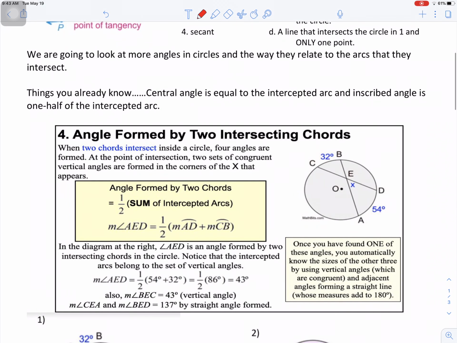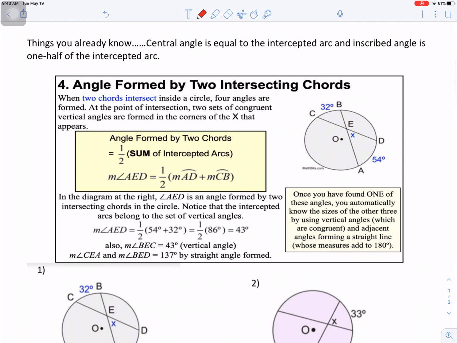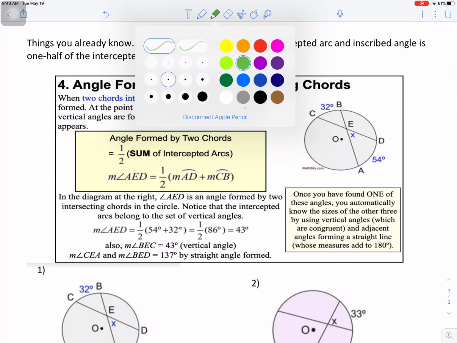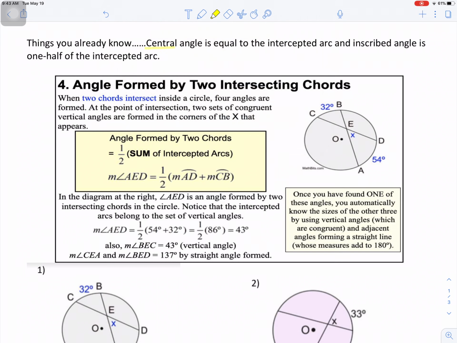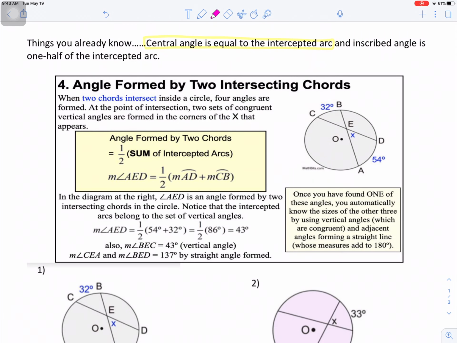All right. So we're going to look at more angles and circles and the way they relate to the arcs that they intersect. Things you already know. So this we already covered. Okay? Central angle is equal to the intercepted arc. And inscribed angle is half of the arc. Okay, so we already did those two concepts in previous lessons. And now we're going to talk more about angles and arcs, but with different relationships.